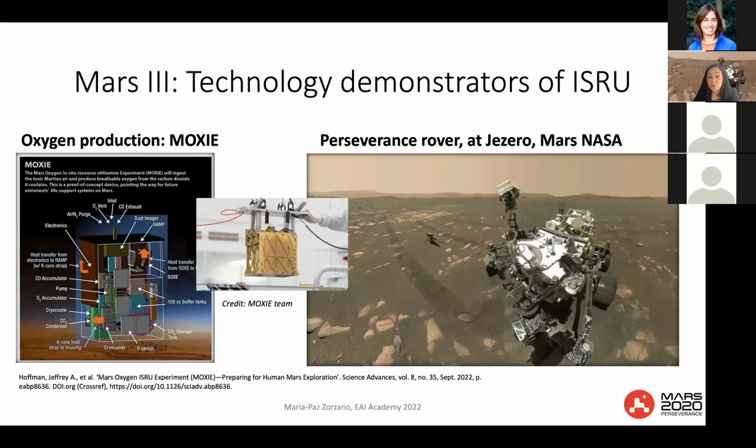The best way to demonstrate that something is ready for its future sustained exploitation is to have it working at small scale in a mission. And that is why Perseverance included Moxie among the payloads.